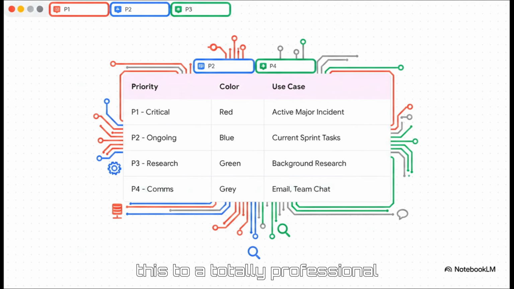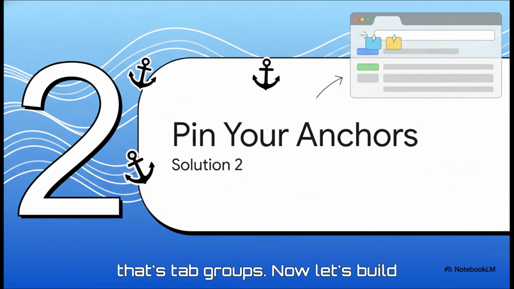Now you can take this to a totally professional level. For an IT or an ops team, you can build a whole system around this. Red, that's for a P1 critical incident, no questions asked. Blue is for your day-to-day sprint tasks. Green is for that background research you're doing. All of a sudden, your tab bar isn't just a messy list. It's a dashboard that tells you what's important at a single glance. So that's tab groups. Now, let's build on that with our second tool.